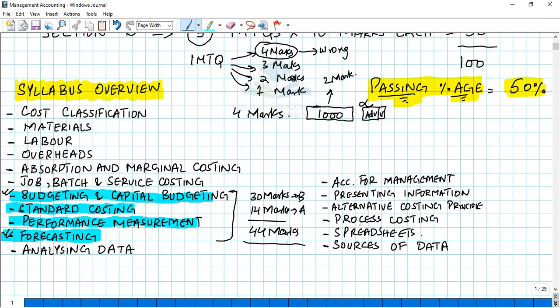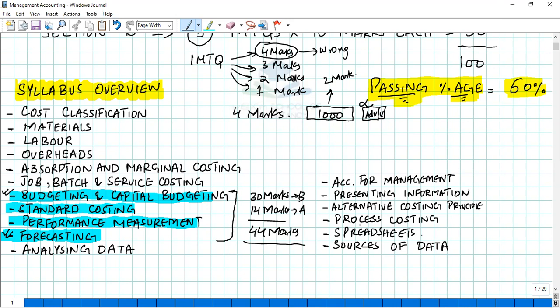They are worth 44 marks. So it tells you how important these areas are. Now I have divided the syllabus into two different areas. One is known as the major area, and the other is known as the minor area.